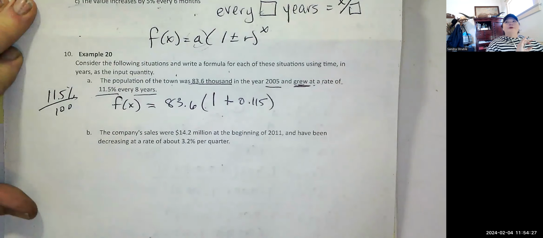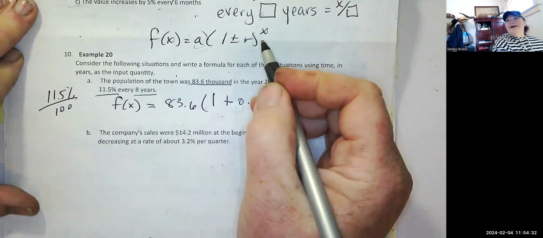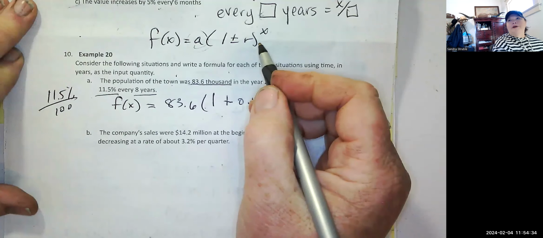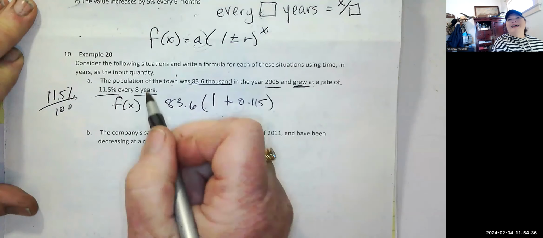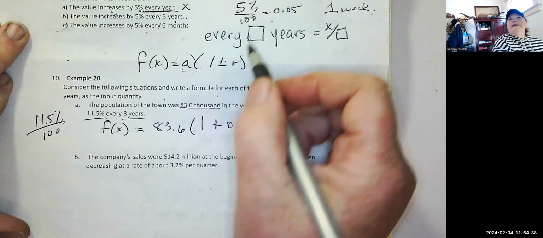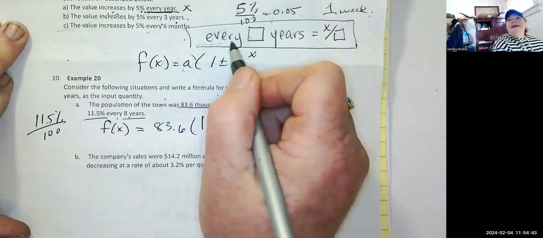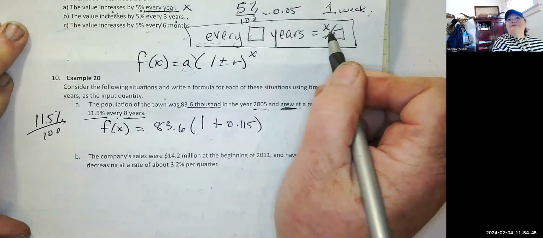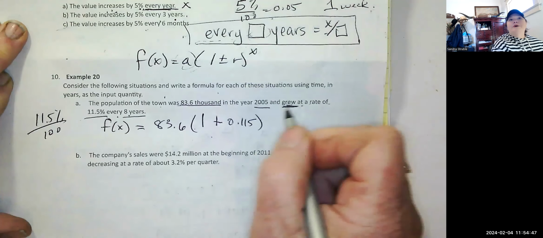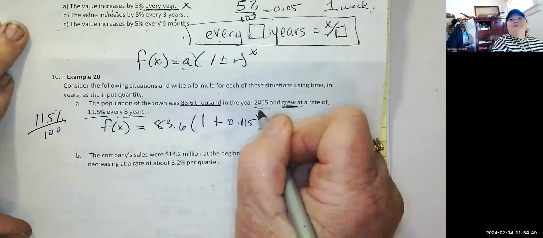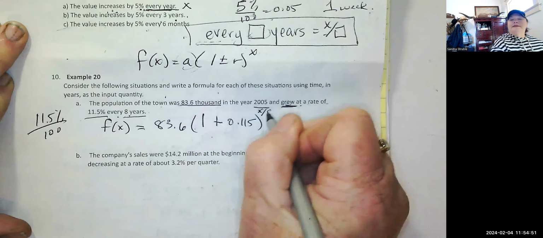Now, we're so used to just putting x in that exponent. We're not doing that anymore. Okay, we've moved to the next piece of this, which is every 8 years. And you're going to want this on your note card. Every blank years means in that exponent, you're going to be putting that x divided by that blank. So every 8 years, I'm going to put in my exponent x divided by 8.